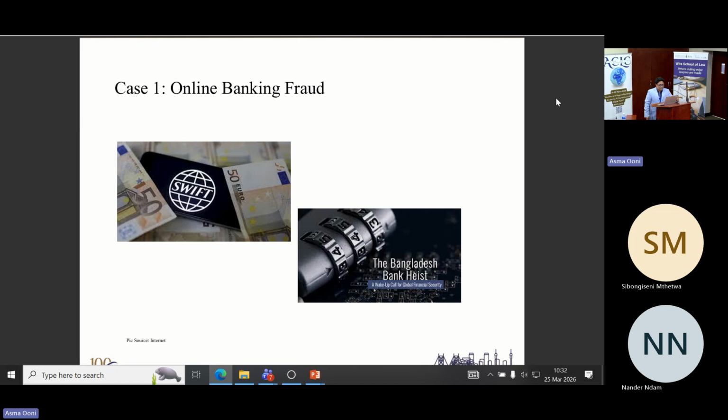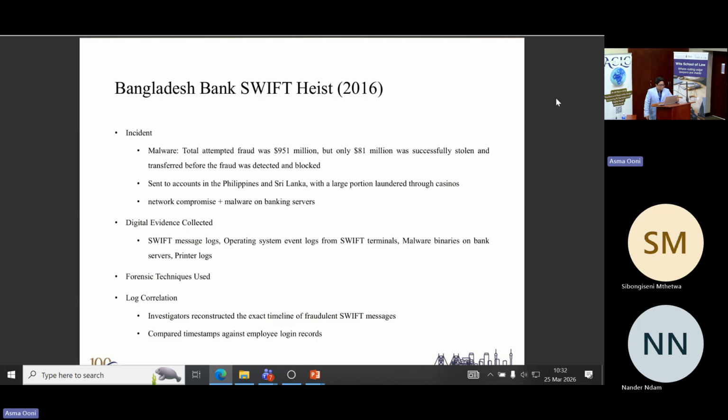So this is one very classic case of online banking fraud. This happened with the Bangladesh Bank. Why is it called a heist? Because they tried to loot the bank using the SWIFT system. So what is the incident here? Basically, they implanted malware in the bank's networks, in their printers. They tried to commit a fraud of like $100 billion.